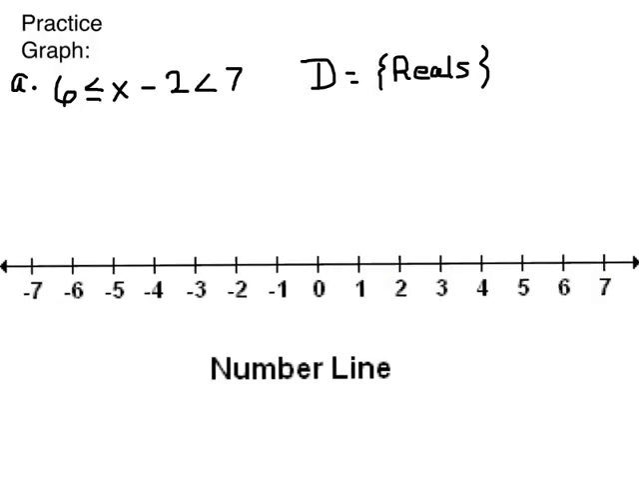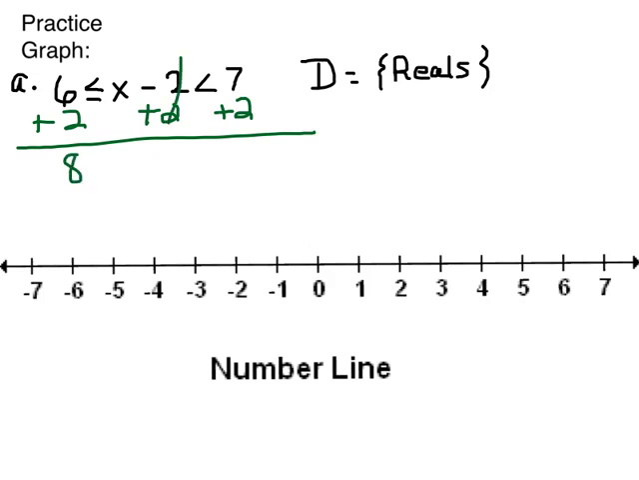All right, so let's do our practice problem. In A, we have a conjunction. So we're going to add 2 to both sides. Eliminate that, and 6 plus 2 is 8. And 7 plus 2 is 9. So basically, x is greater than or equal to 8, and it is less than 9.